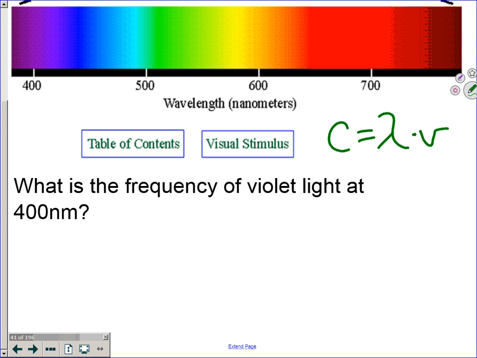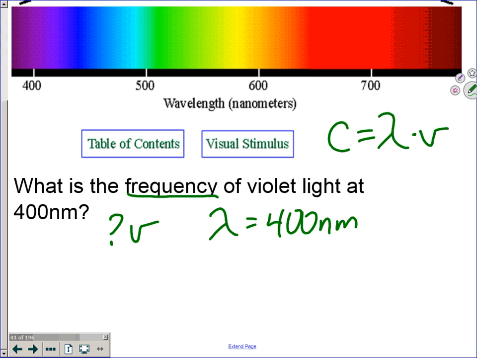Frequency, okay? So I want to know the frequency. This is a word problem again. Which variable am I looking for? V. Given the fact that violet light has... it doesn't tell you this is wavelength, but how do you know that's wavelength? It's in length, right? It's in meters. Okay, so given the fact that wavelength is 400 nanometers.